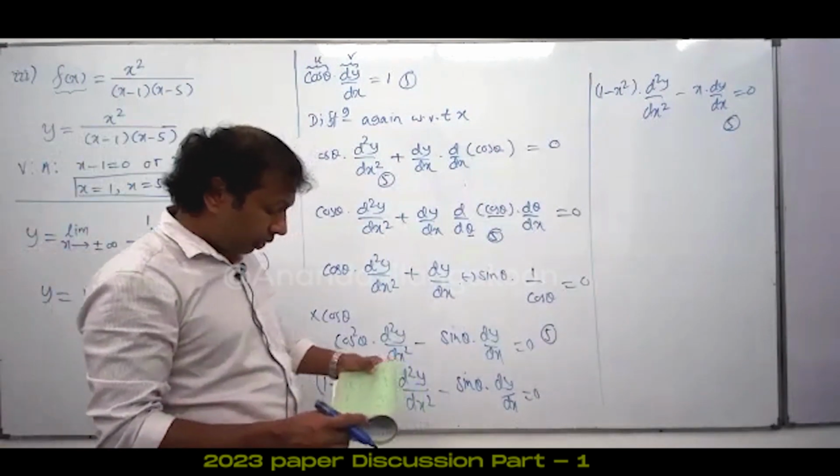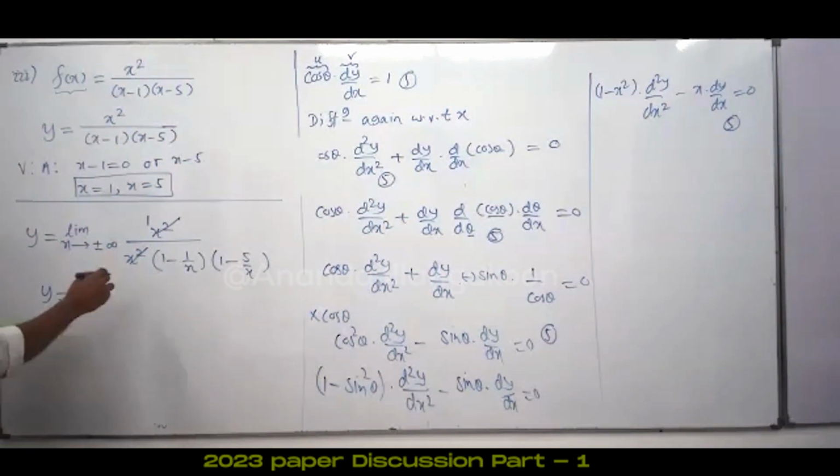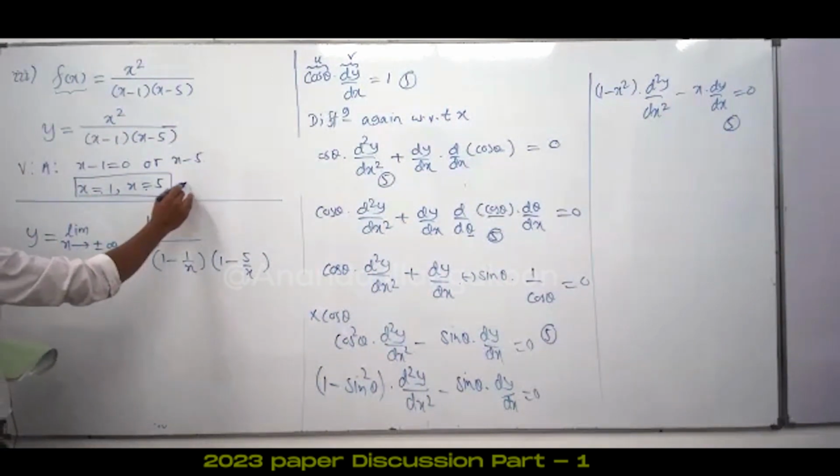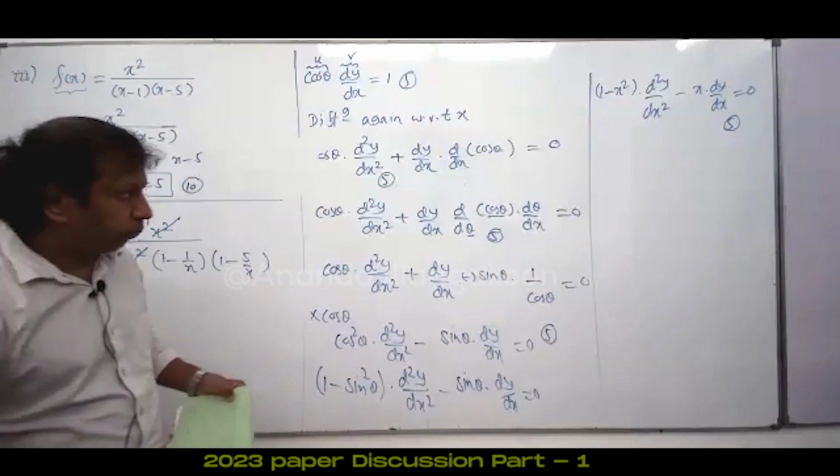Understood? All right. Then for this part, 2, 10 marks. For this one, 5 marks.